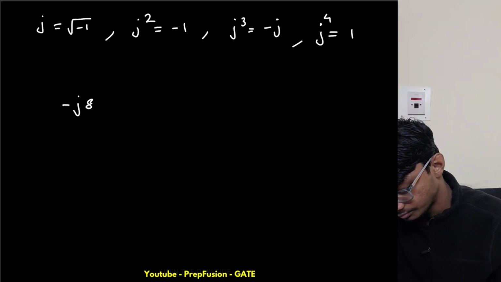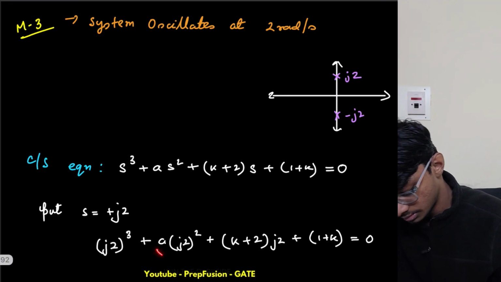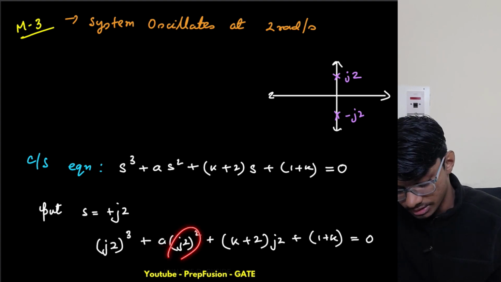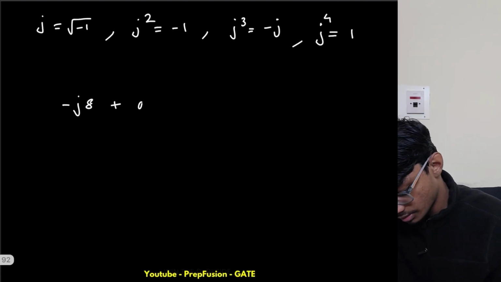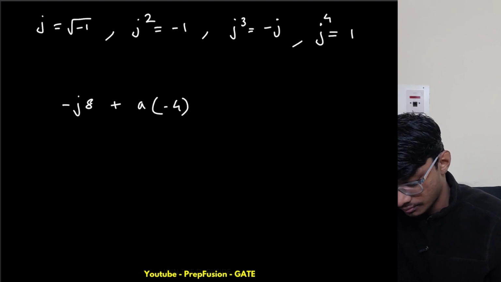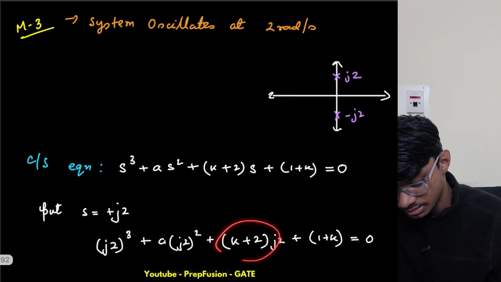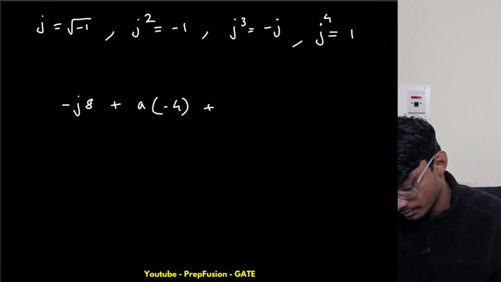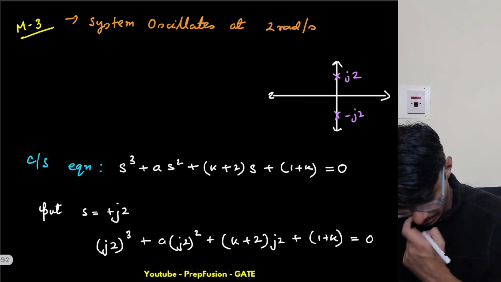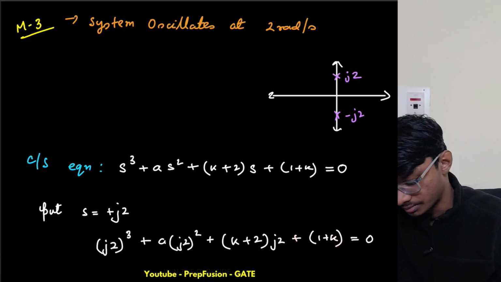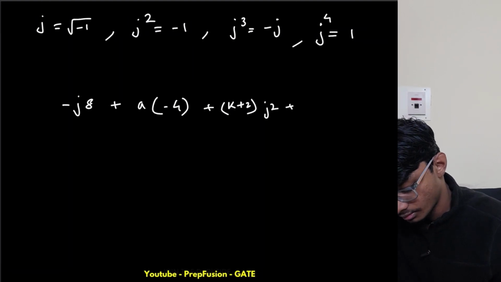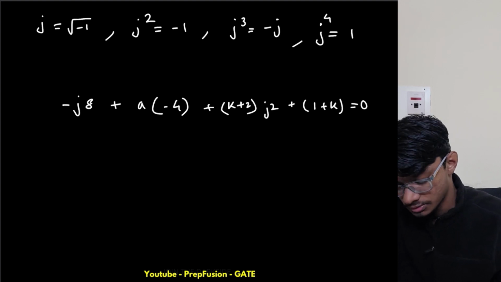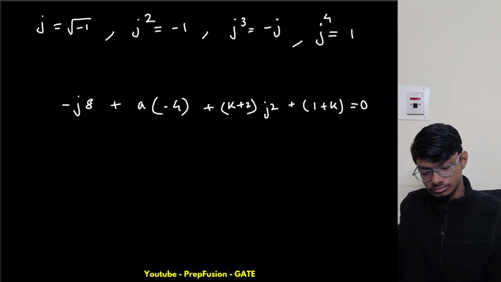Now what do I do? This is j2 square, and we have a also. So a into j2 square, which is minus 4. Now what is this? This is (k+2) into j2. I will just keep this as it is, plus (k+2) into j2. Now what is this? This is 1 plus k, basically 1 plus k.